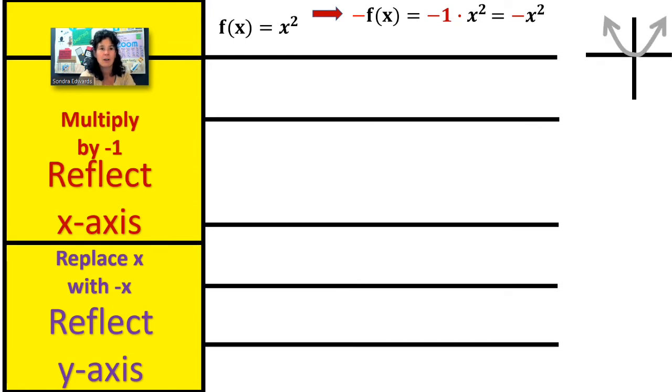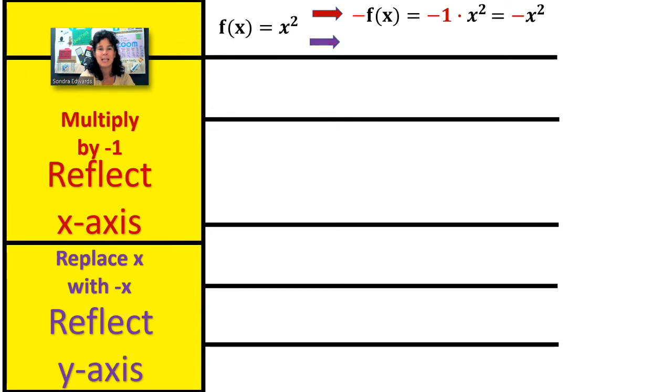Here's a graph of just y equals x squared, our parent function. Multiplying x squared by -1 is going to reflect it across the x-axis. So the graph of y equals -x squared would look like that.